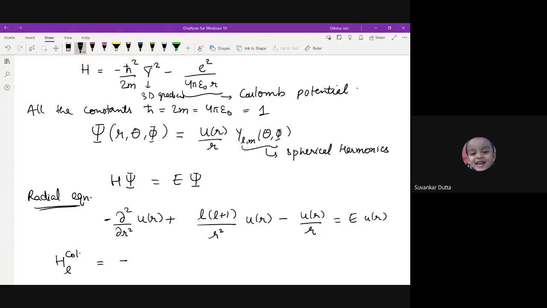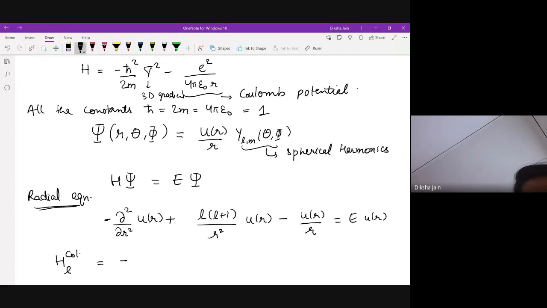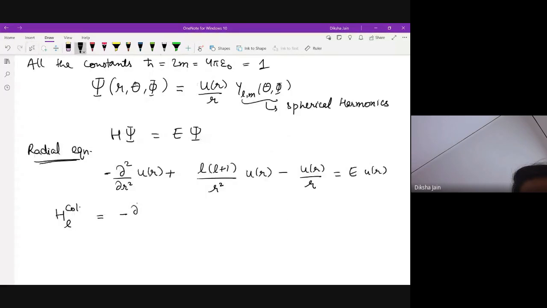Yes, fine. Go ahead. So the del square by del r square, so this is the Hamiltonian plus L into L plus 1 over r square minus 1 by r. So this is your Coulomb Hamiltonian.